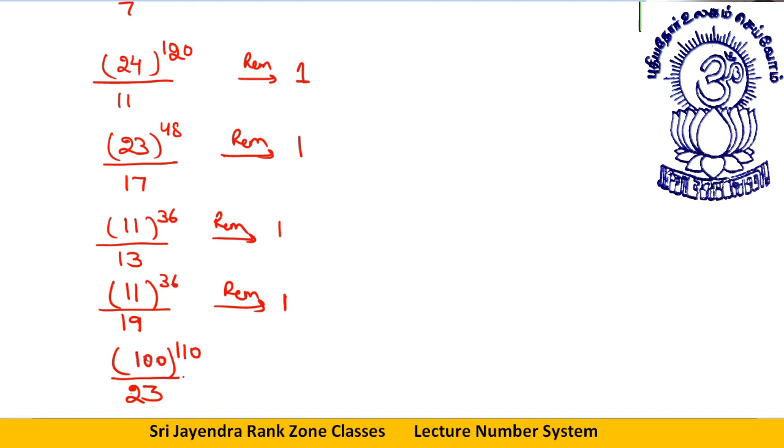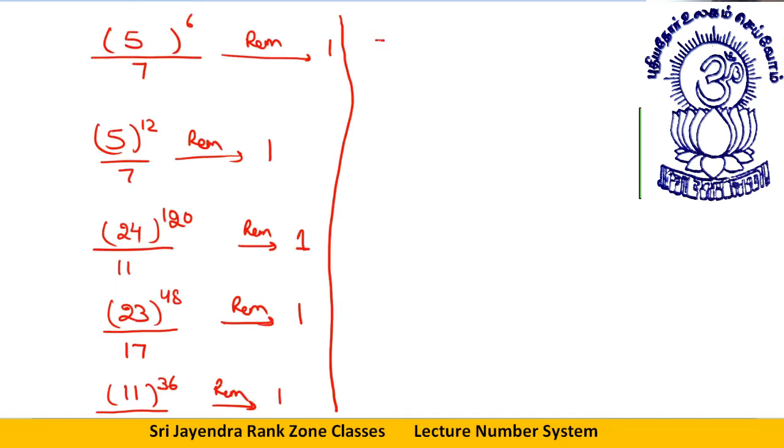This becomes a very tedious, cumbersome calculation, but I just need to know the basic logic. This number is prime. 1 less than this is 22. 22 into 5 is 110. So the power is a multiple of 1 less than the prime, and the remainder will be 1. You have got it? I am sure. Okay, let's move to the next question of this type.